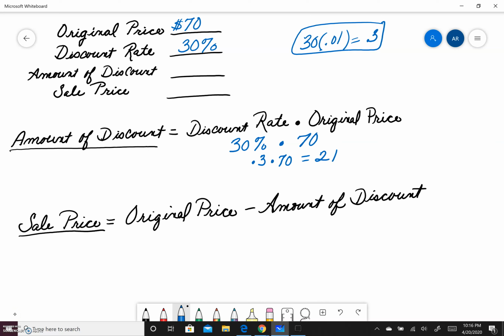So that is our amount of our discount. I'm going to write that in. So that's 21. Now I need my sale price. So my original price is $70 minus my amount of discount, I just figured that out, which is 21. When I plug that into the calculator, I should end up with a value of $49. So that's the other unknown we had to solve for.